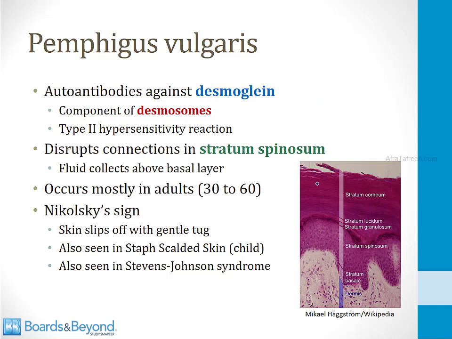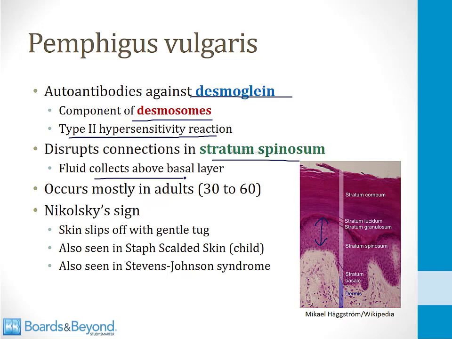The reason acantholysis develops in pemphigus vulgaris is because of autoantibodies against desmoglein. Desmoglein is a component of the desmosomes, and as I told you on the last slide, loss of desmosome connections is often what leads to acantholysis, and that's also what leads to pemphigus vulgaris. This is an example of a type 2 hypersensitivity reaction. This disrupts mostly the connections in the stratum spinosum. So if we look at this picture here, this section here above the basal layer is the stratum spinosum, and when connections are lost there, fluid can fill above the basal layer, and that can lead to blisters.